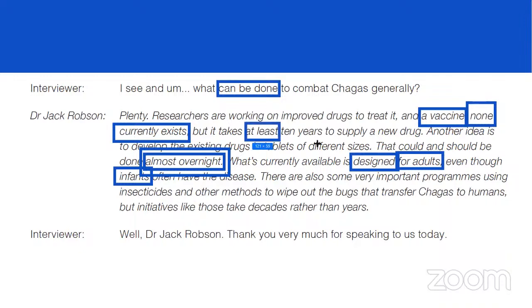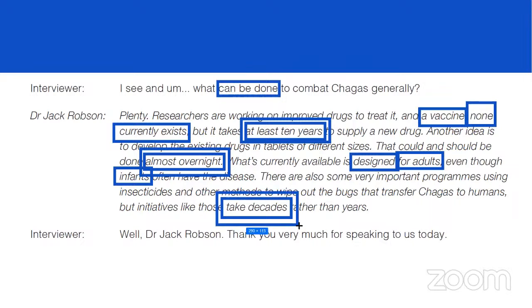This is at least 10 years, which means long term. We don't want long term, we want short term. There are also some very important programs using insecticides and other methods to wipe out the bugs that transfer Chagas to humans. But initiatives like those take decades, tens of years. So this is also long term. This is decades, 20, 30, 40 years. And this is almost overnight.